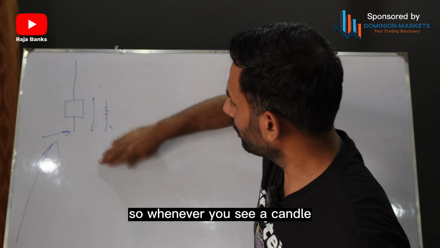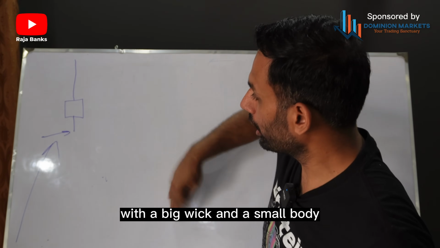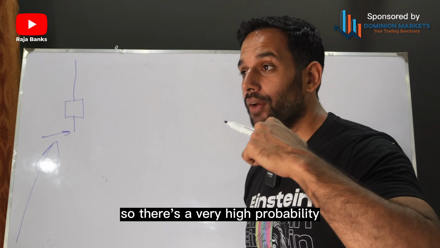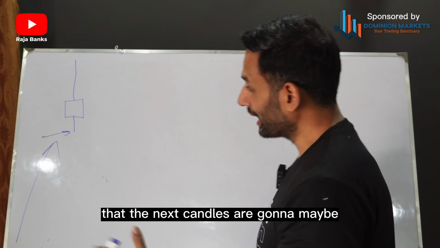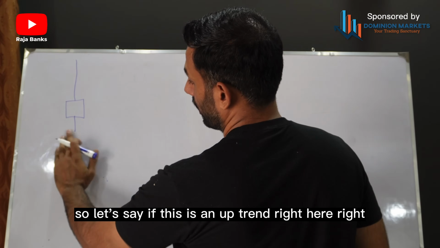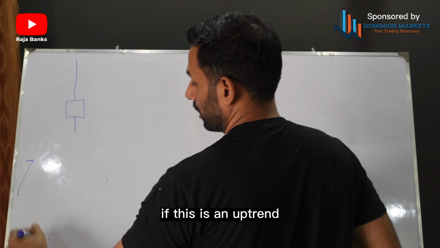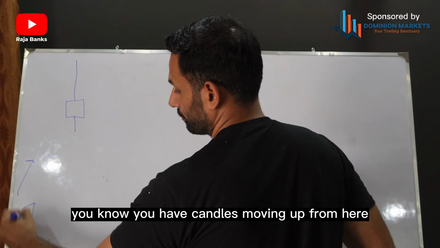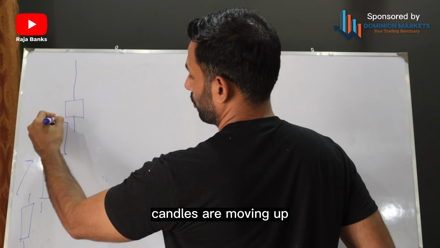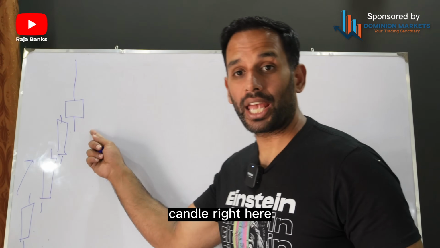So whenever you see a candle with a big wick and a small body, this is an indication of an exhaustion wick, right? So there's a very high probability that the next candles are going to... so let's say if this is an uptrend right here, if this is an uptrend, you have candles moving up from here, like this, candles are moving up. And then you have a small body candle right here.